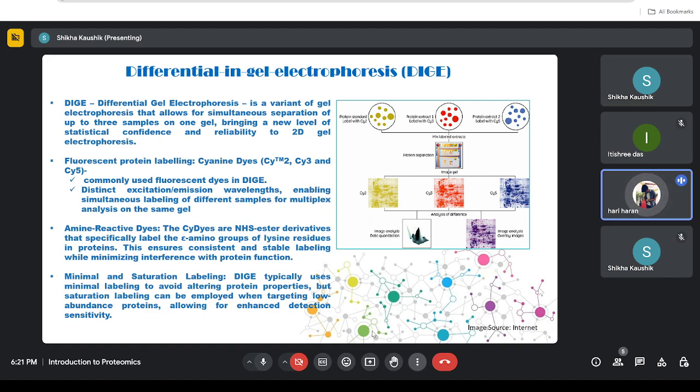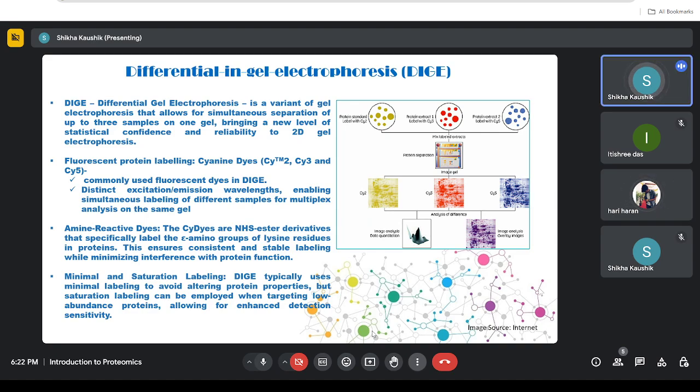Ma'am, suppose there is a protein where we have very little lysine. Would the intensity of the dye vary in that case? And another question is, are each of the dyes specific to lysine only?